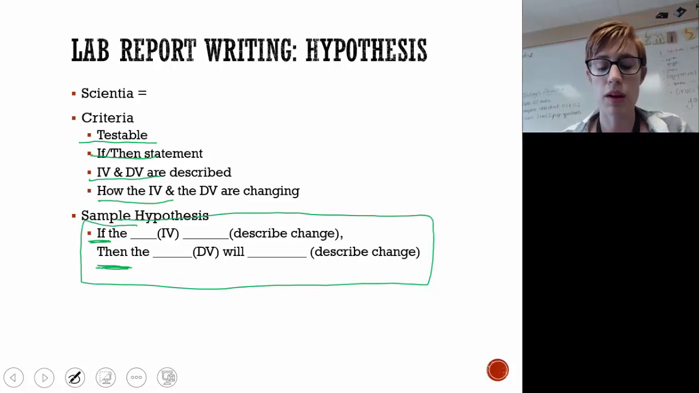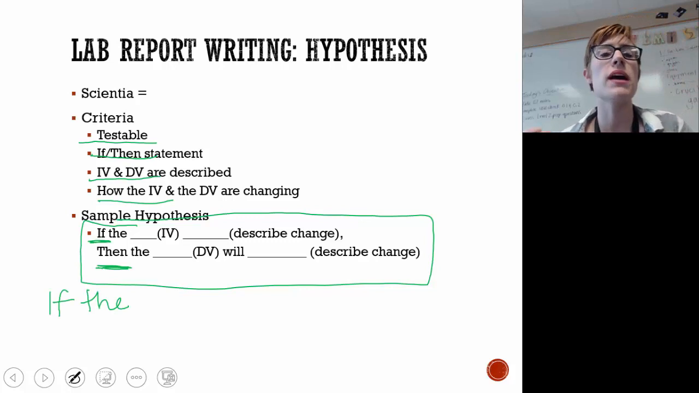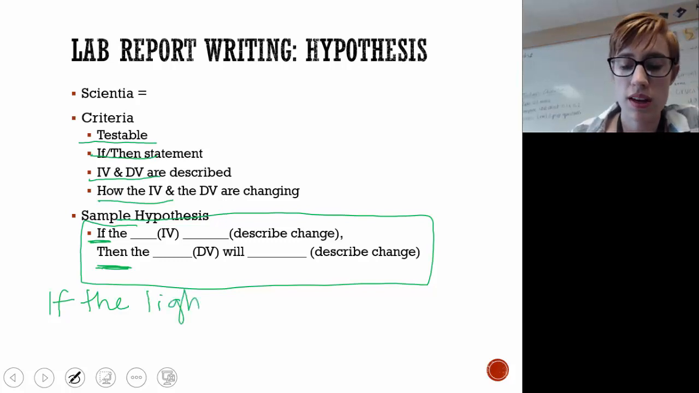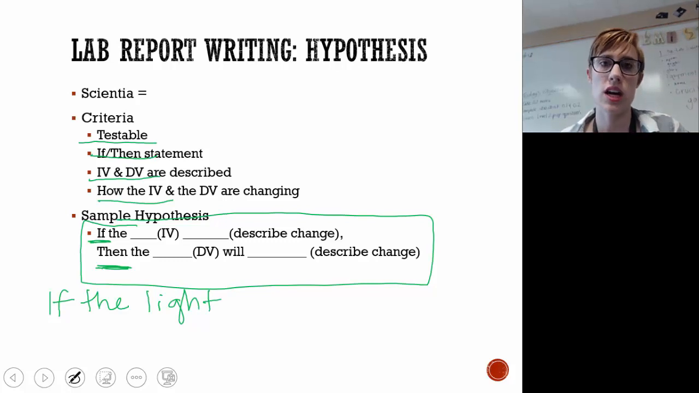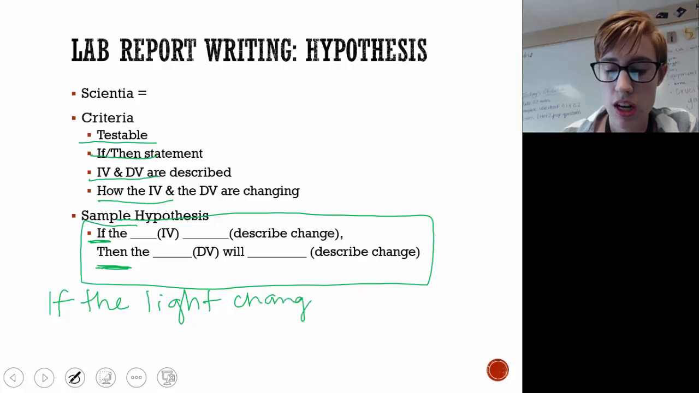Let's write a sample hypothesis for the experiment with the tomato plants. I would say if the, and then what's my independent variable? What am I changing in the experiment? I was changing the light, right? So if the light, and then how did the light change? Well, I changed it to green and I also changed it to red. So I'm going to say if the light changes color.